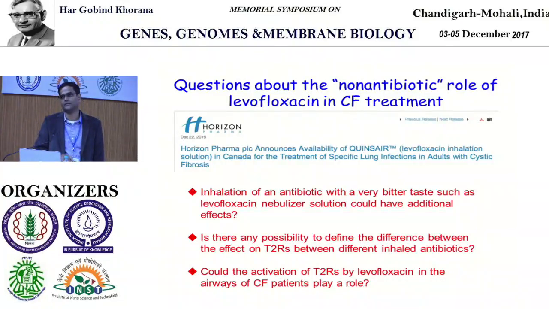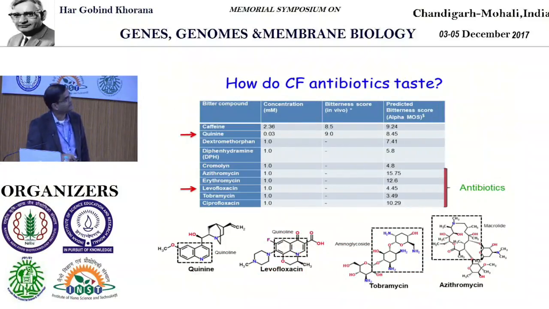So the first is to define whether these antibiotics activate T2Rs. If so, how many, and what is the specificity? So again, we use the same thing, E-tongue. So we looked at these, and these are the scores. Some of them are very bitter, like azithromycin, looking at a score of 15, whereas levofloxacin, it's around 4. Levofloxacin and tobramycin are the two commonly used antibiotics in CF treatment. And what's interesting is the ones highlighted in red, levofloxacin and quinine, they share the same quinoline ring. So we wanted to test this one, which is highly bitter even at 0.03 millimolar, whereas this one, even if you take 1 millimolar, is not showing that.